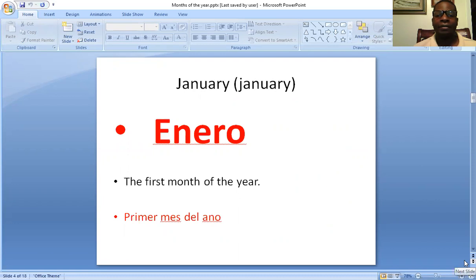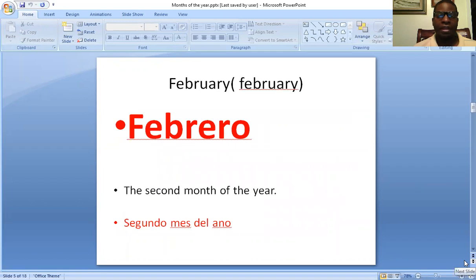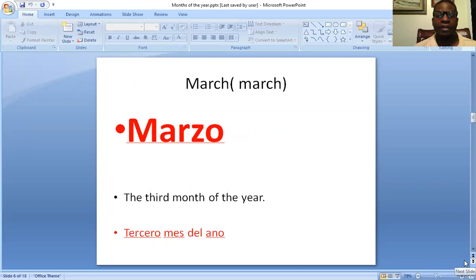January, enero. Enero is the first month of the year. Primer mes del año. February, febrero. Febrero is the second month of the year. Segundo mes del año. March, marzo. Marzo, the third month of the year. Tercero mes del año.